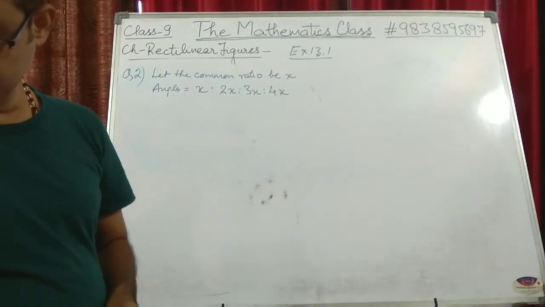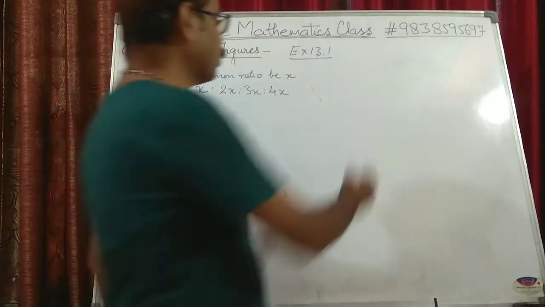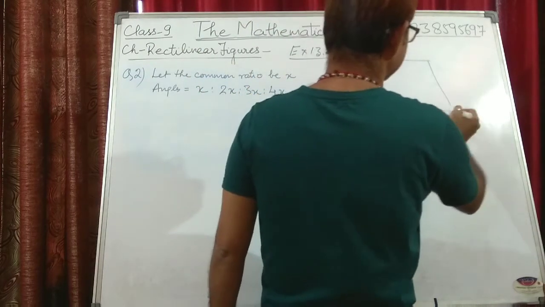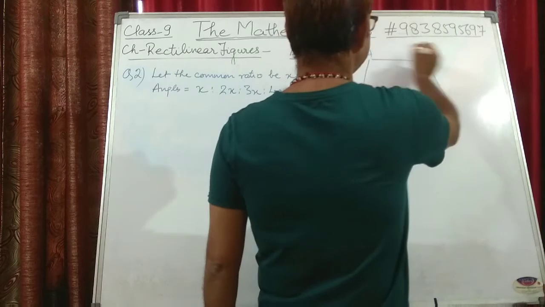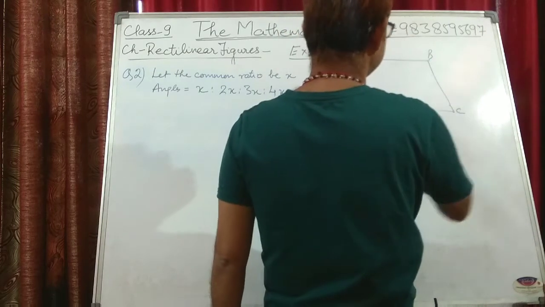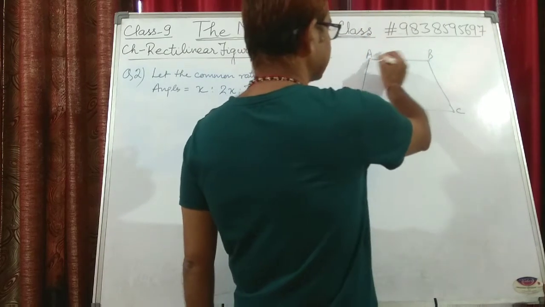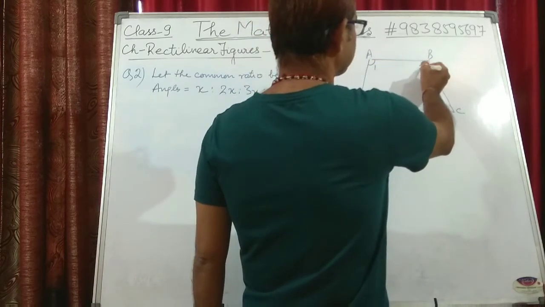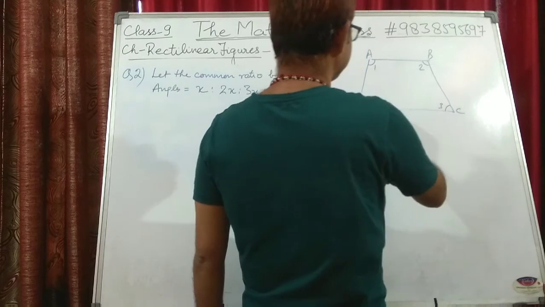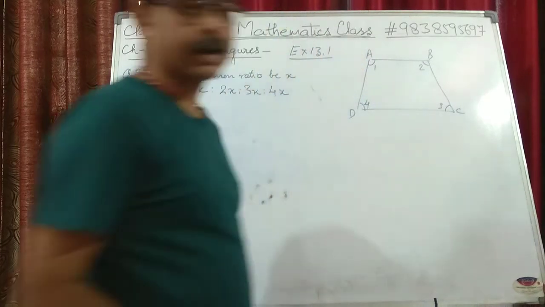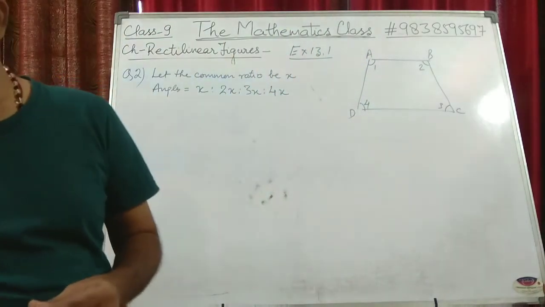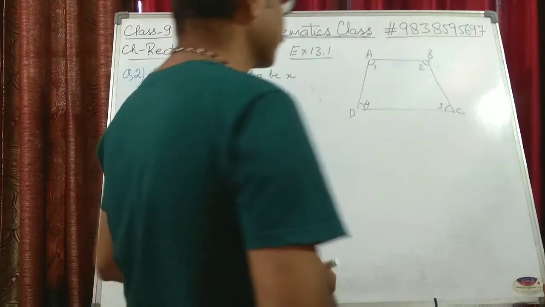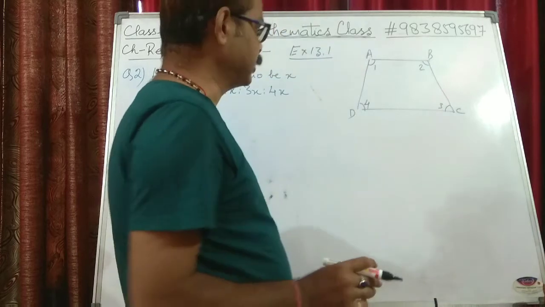They say, if the angles of a quadrilateral taken in order... there is a quadrilateral, let's draw any type of quadrilateral. This is a quadrilateral ABCD. Taken in order means A, B, C, D in this order, in the ratio 1 is to 2 is to 3 is to 4. Angles of a quadrilateral taken in order are in the ratio of 1 is to 2 is to 3 is to 4. Prove that it is a trapezium. We have to prove that it is a trapezium.